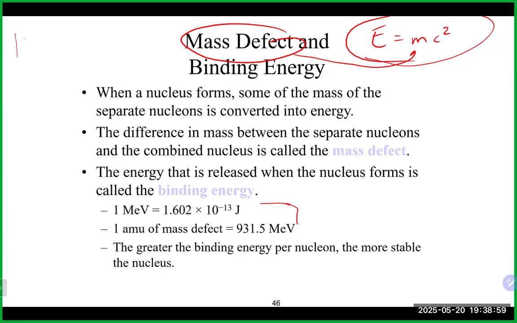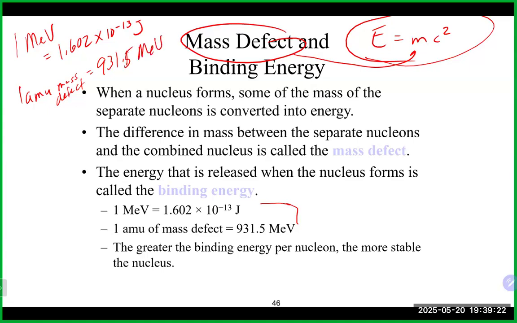And these are a couple there on the bottom. 1 mega electron volt is equal to 1.602 times 10 to the minus 13 joules. And 1 AMU, a mass defect, is equal to 931.5 mega electron volts.